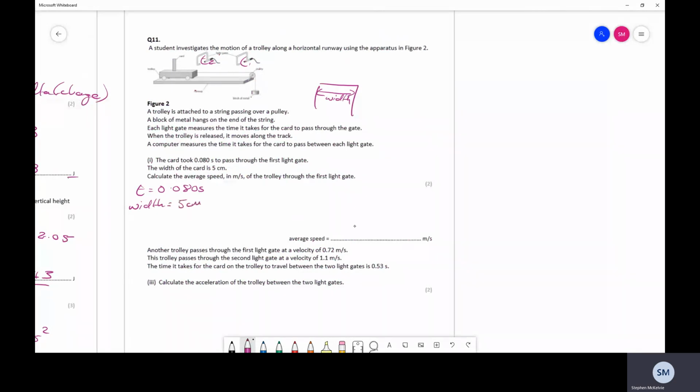Now, centimeters. Do we want centimeters? Look at the units. No, we do not. They want meters. So we divide that by 100. 0.05 meters. Calculate the average speed. Speed, width, and time? But sir, we don't have an equation for that. No, but what equation do we have?